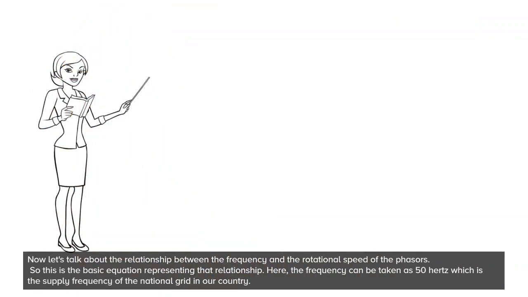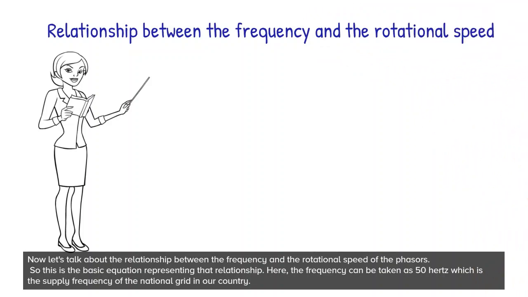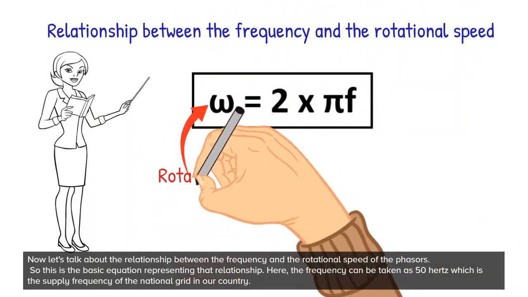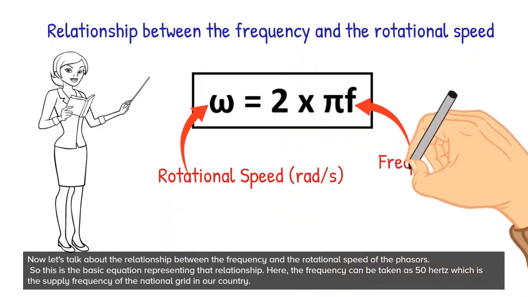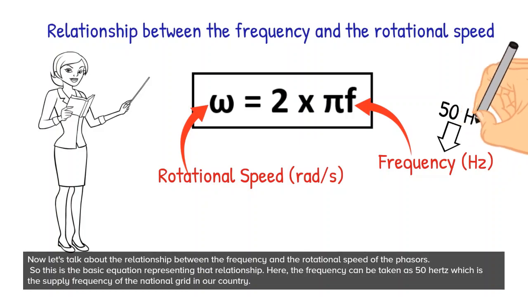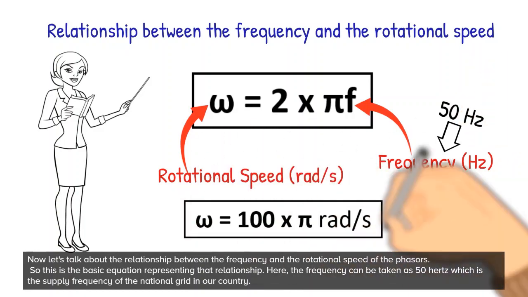Now, let's talk about the relationship between the frequency and the rotational speed of the phasors. So, this is the basic equation representing that relationship. Here, the frequency can be taken as 50 Hz, which is the supply frequency of the national grid in our country.